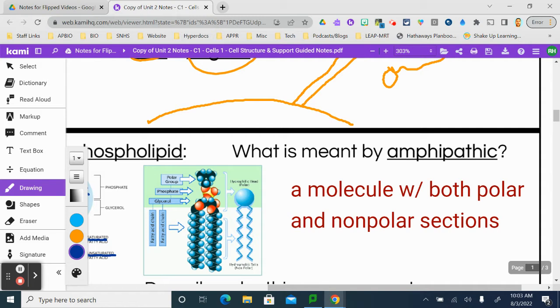And we talked about this a little bit back in Unit 1, but it creates a very, very unique situation because the cell is surrounded by water. The cytoplasm is all water. So if we have an entire half of this molecule that can't interact with water, it creates something very, very unique when we talk about the cell membrane.